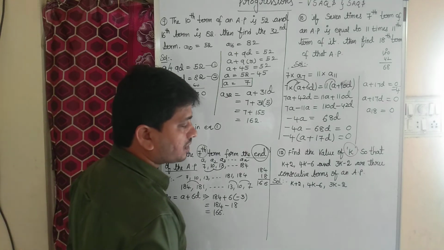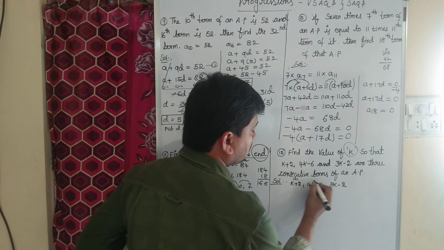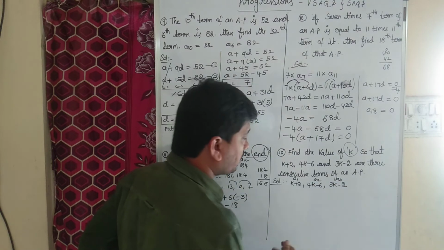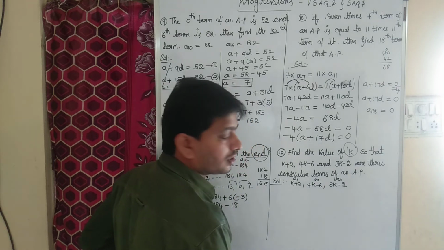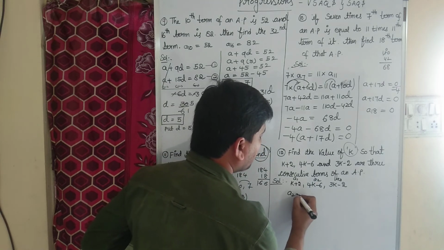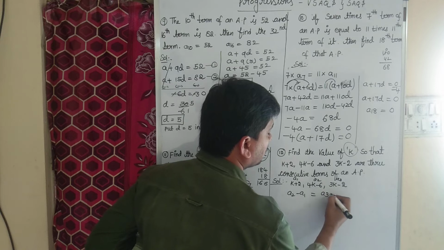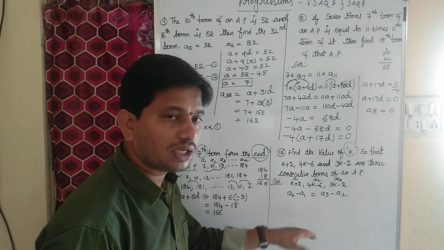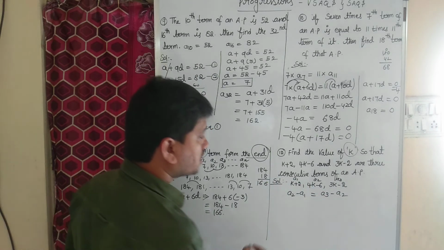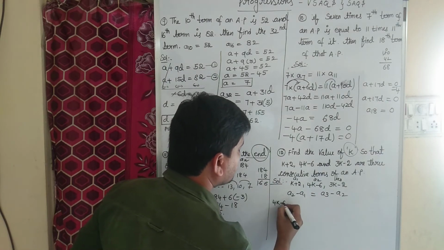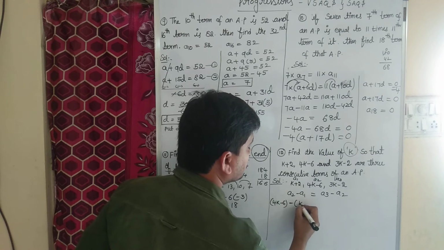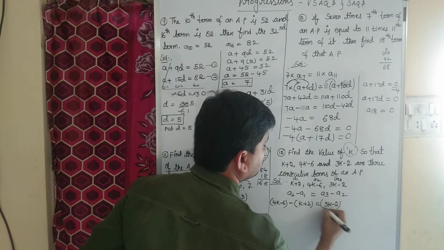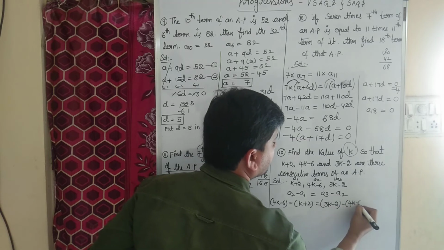If they are consecutive terms of an AP, so if these are A1, A2, A3, what does it mean? Their common difference must be the same. Common difference means A2 minus A1 must be equal to A3 minus A2. I mean, the second term minus the first term must be equal to the third term minus the second term. So the second term 4k minus 6, minus the first term k plus 2, equals the third term 3k minus 2, minus the second term 4k minus 6.